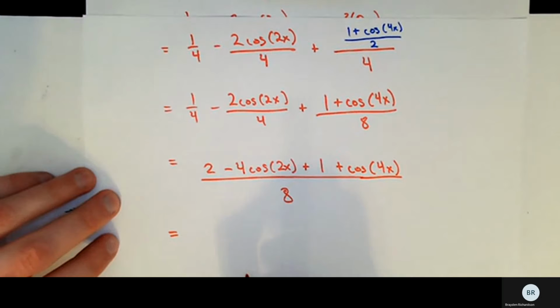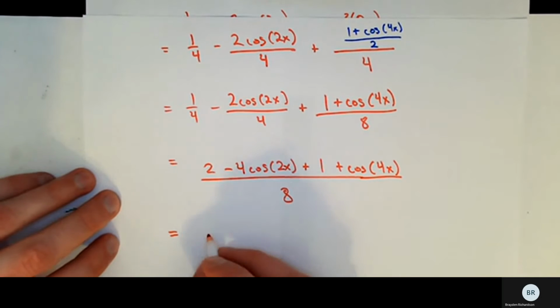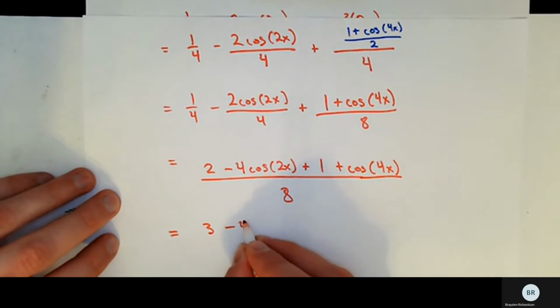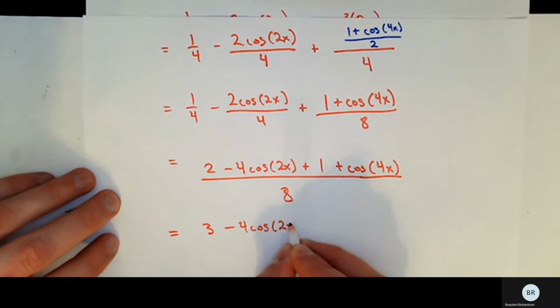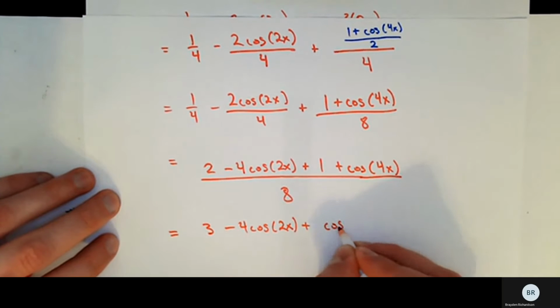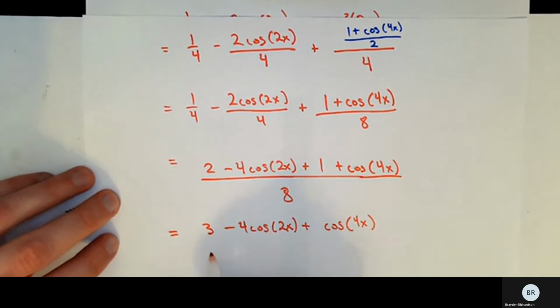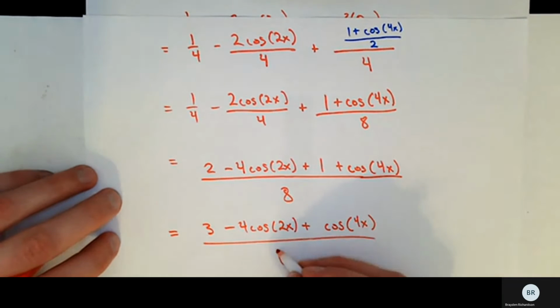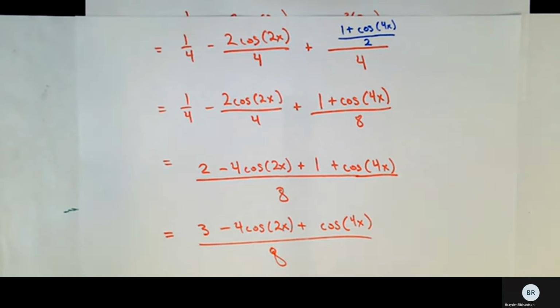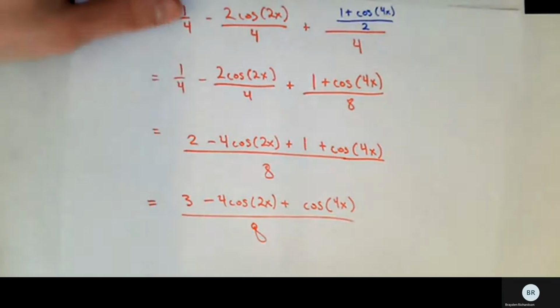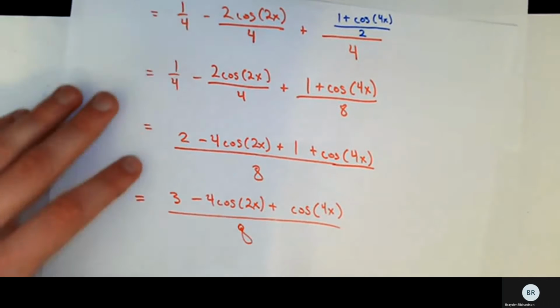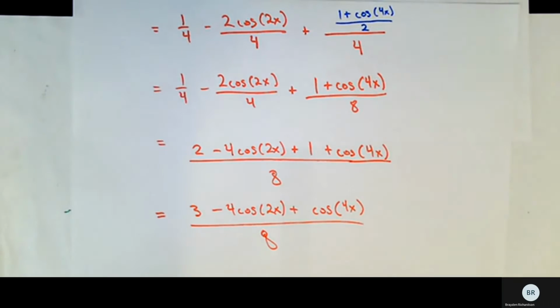And finally, I'll just combine my like terms. 2 plus 1 is 3, and then minus 4 cosine 2x, and then plus a single cosine of 4x. And those cannot be added together because they are not like terms. That's an 8 in the denominator there. All right, that is the power reduction formulas at work.